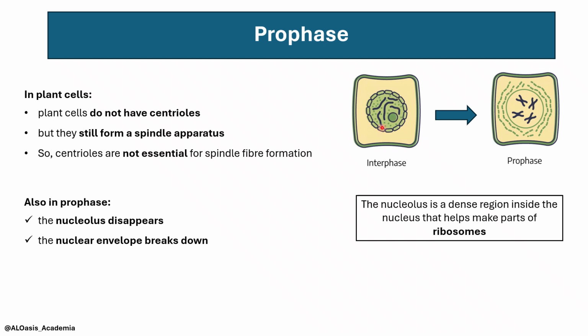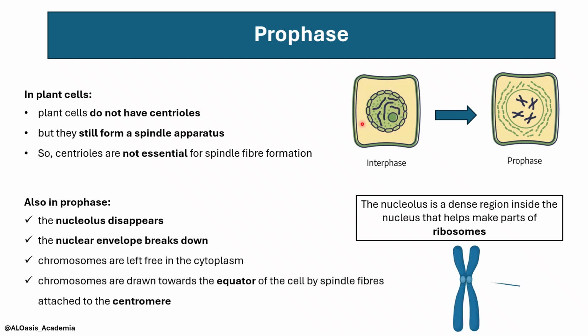Also, the nuclear envelope, as we can see here, will break down. The breakdown of the nuclear envelope is true for both animal and plant cells. Once the nuclear envelope is broken down, the chromosomes and the DNA will be left free in the cytoplasm. Then the spindle fibers will start binding to the centromere of the chromosomes and start drawing the chromosomes toward the middle, or the equator, of the cell, which we will now see in metaphase.